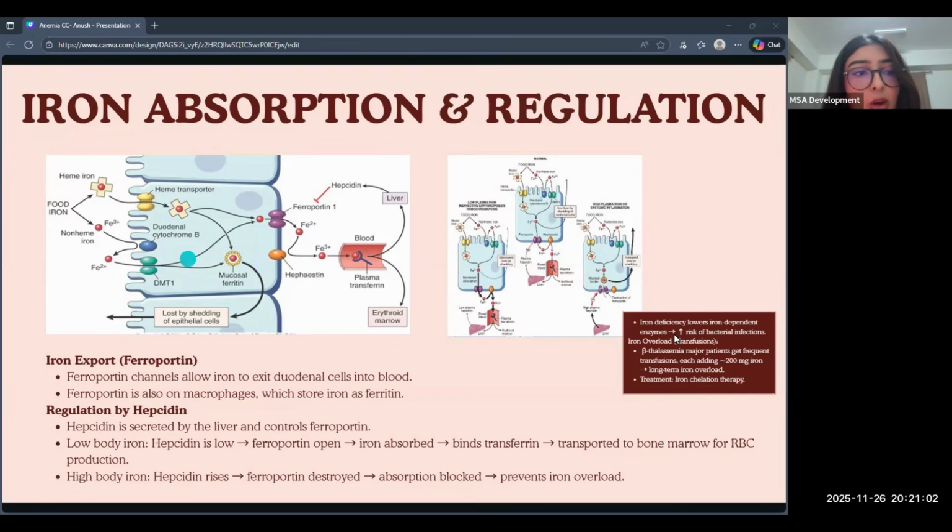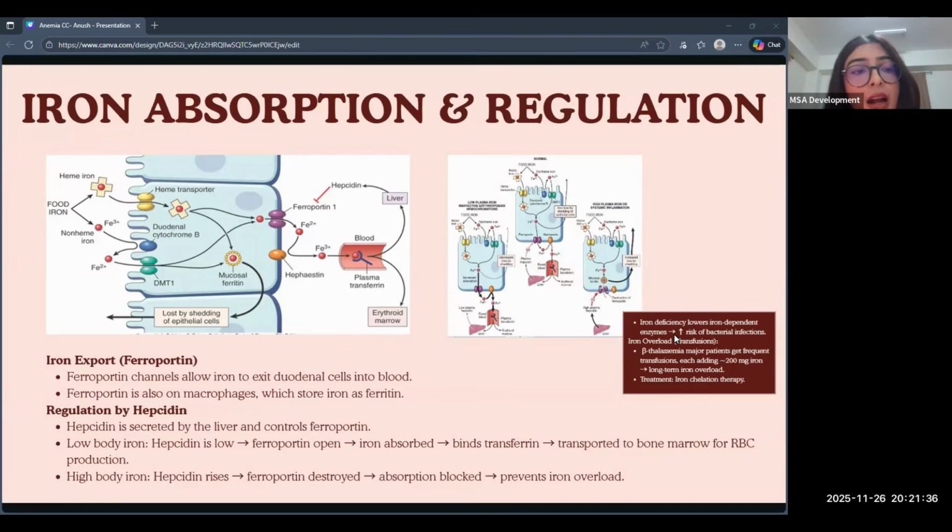Okay, now let's talk about the transport. Iron uptake is done by this right here. It's DMT1. It's a pH-dependent transporter located on the duodenal brush border. This is the brush border right here. That's all you need to know from the absorption area. Now let's go to regulation by hepcidin. What exactly is hepcidin? Hepcidin is secreted by the liver and it controls ferroportin. So it controls the channel of iron export, right?